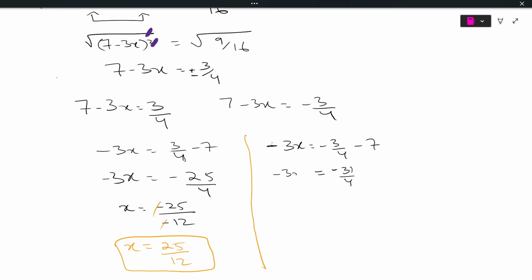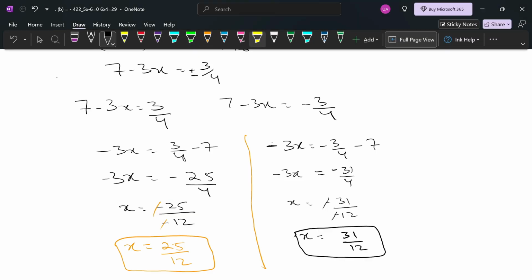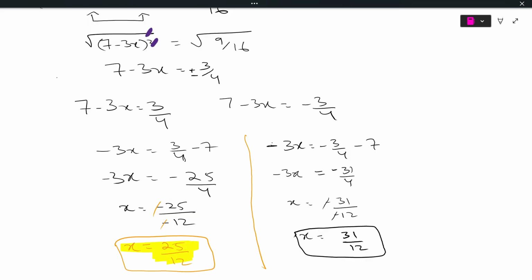And the minus 3x remains as it is, therefore x equals minus 31 over minus 12. That's our second value. So these are the two values of x that I got. Okay.